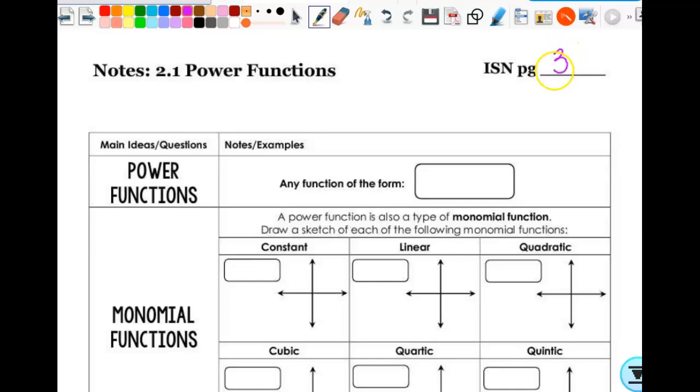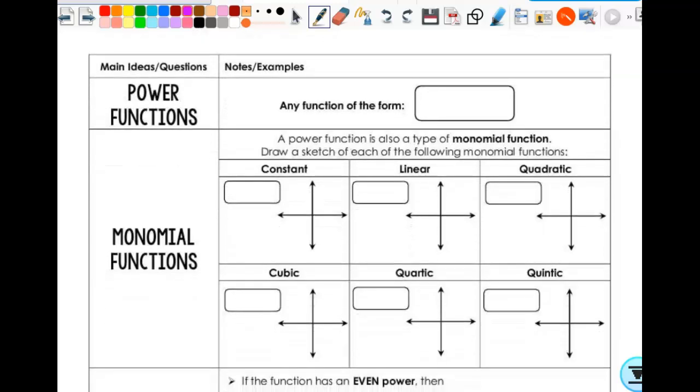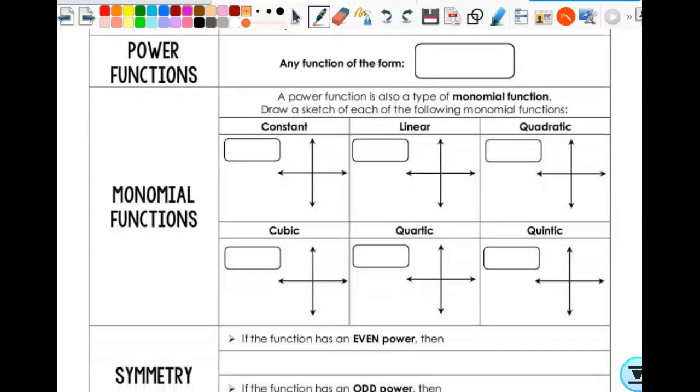Going on page 39 when we are done. Right? So we have what are called power functions. Okay? So an example of a power function would be f of x equals a times x to the nth power, where a cannot equal 0, because if a equals 0, the whole thing equals 0, right?